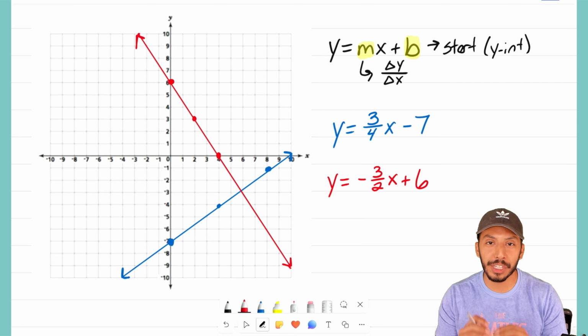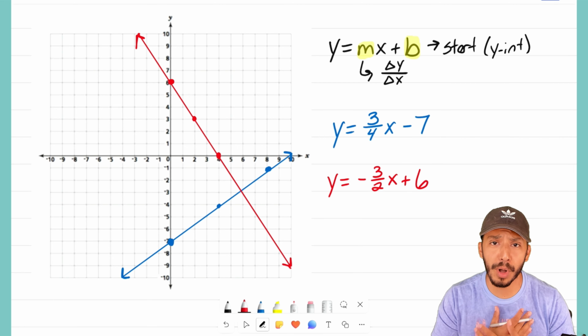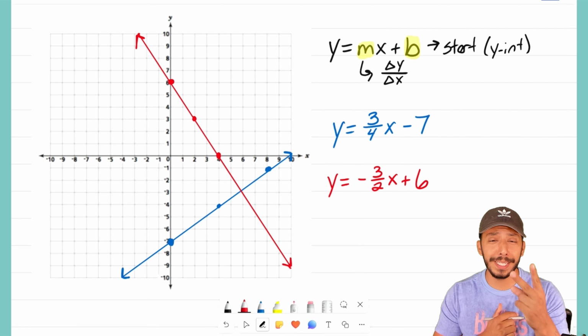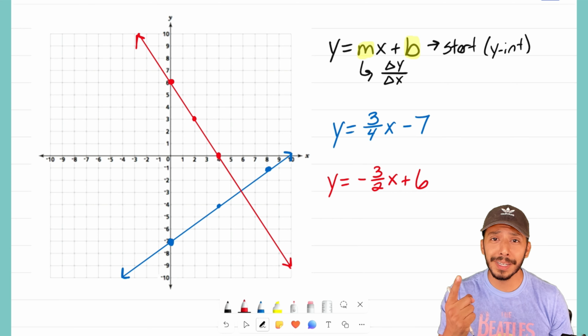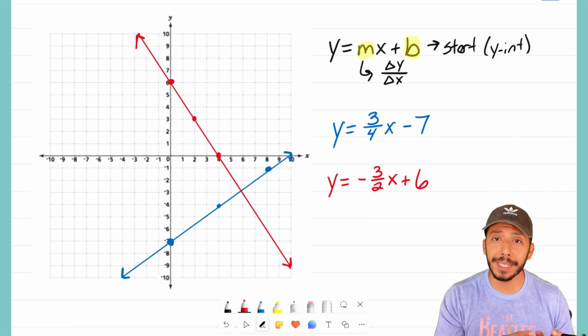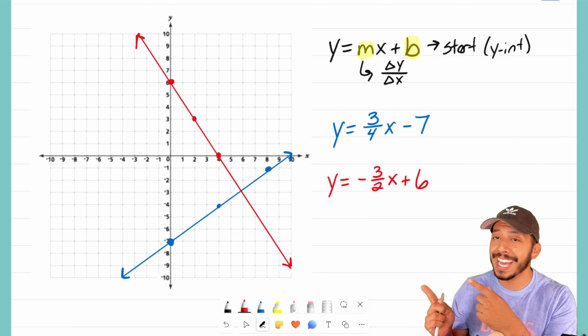Alrighty, y'all. This is how you graph a line. It's not that scary, I promise you. You just need two pieces. You need the starting point and you need your slope. If you have those two pieces, your m and your b, you're good to go. We can graph any linear equation.